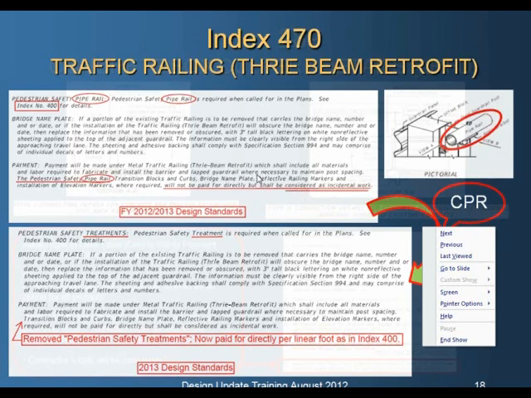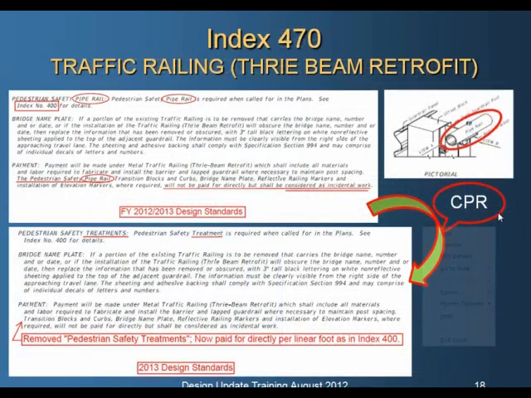Although this is a metal traffic railing and not a guardrail, and they behave differently, we are referencing Index 400 for the details of these pedestrian safety treatments. Therefore, we want to be consistent, predictable, and repeatable, and follow the same methods there. So we've renamed it in accordance with Index 400. We've removed it from this note, and now it's paid for directly per linear foot.